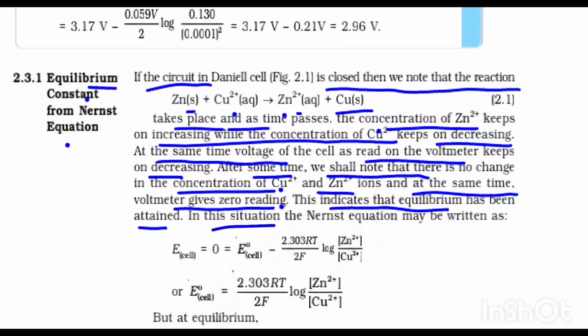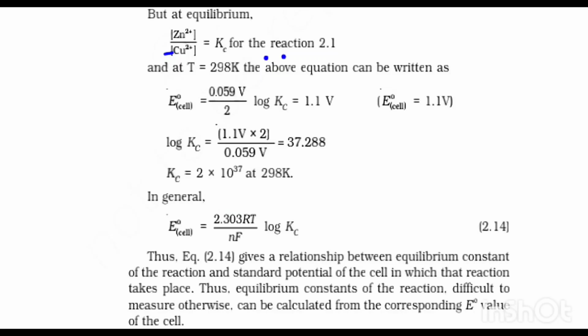In this situation, the Nernst equation may be written as E cell is equal to 0, that is, E naught cell minus 2.303 RT by 2F log [Zn2+]/[Cu2+], or E naught cell is equal to 2.303 RT by 2F log [Zn2+]/[Cu2+]. But at equilibrium, [Zn2+]/[Cu2+] is equal to Kc for reaction 2.1 at temperature T, 298 Kelvin. The above equation can be written as E naught cell is equal to 0.059 volt by 2 log Kc, and E naught cell is equal to 1.1 volt.